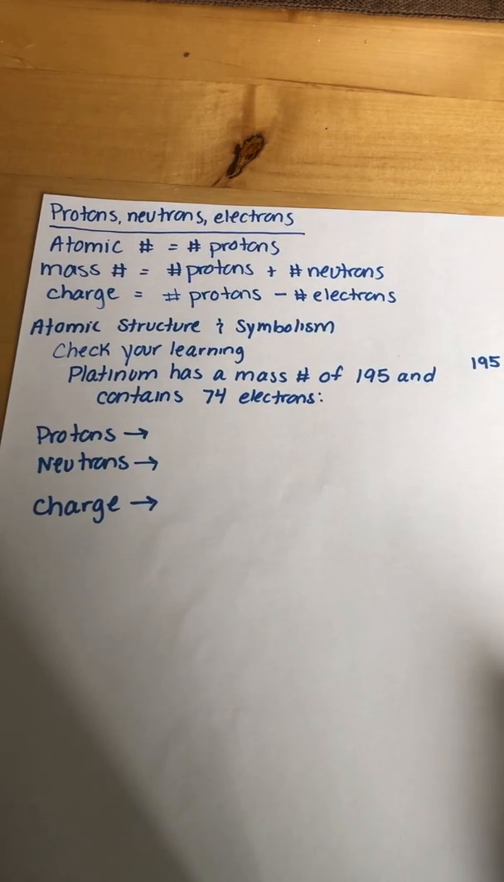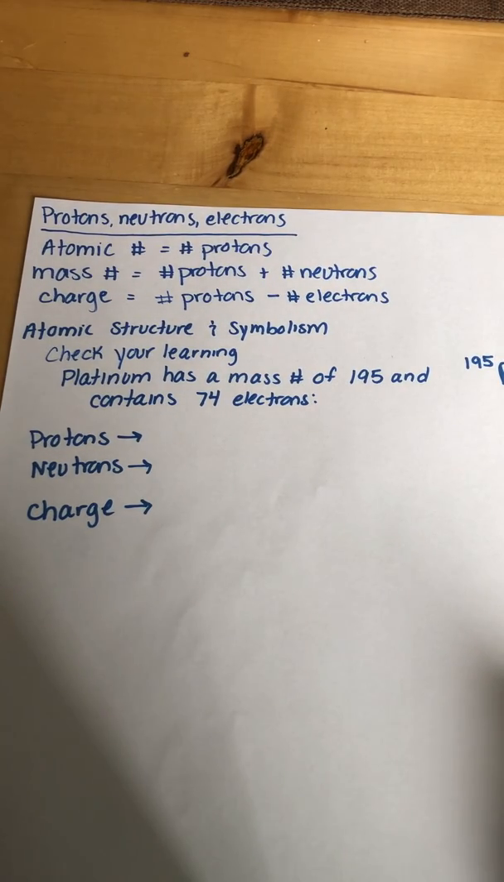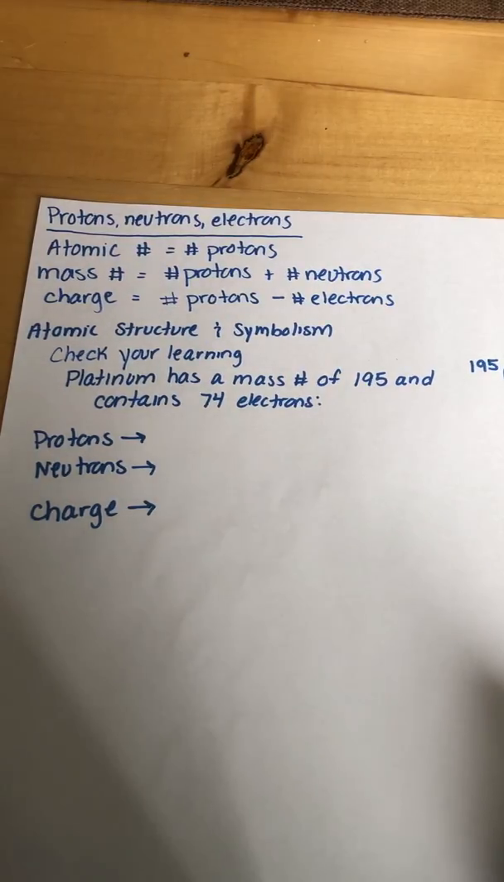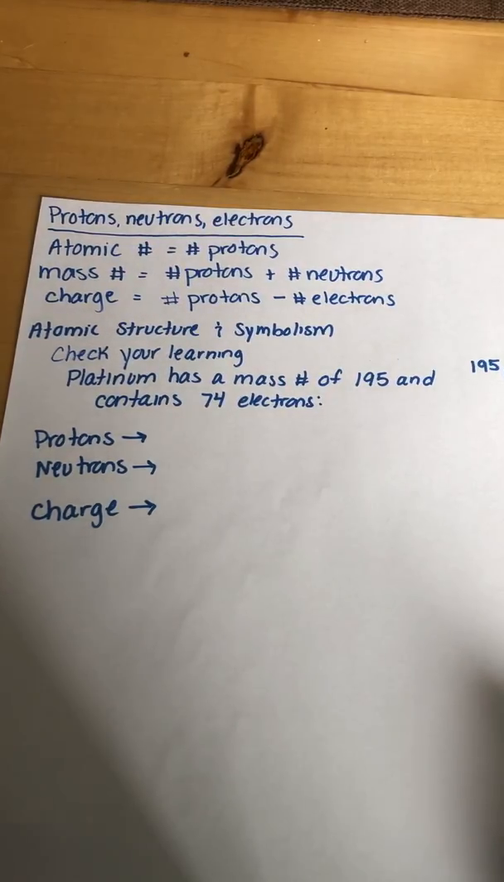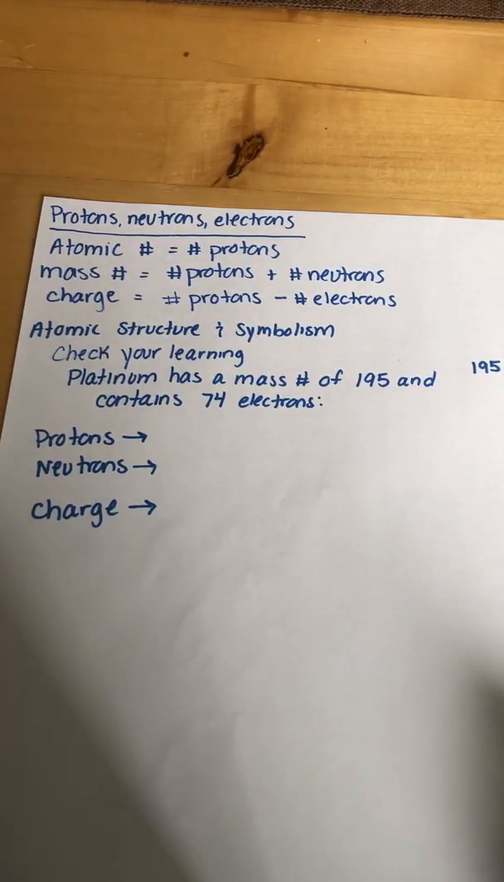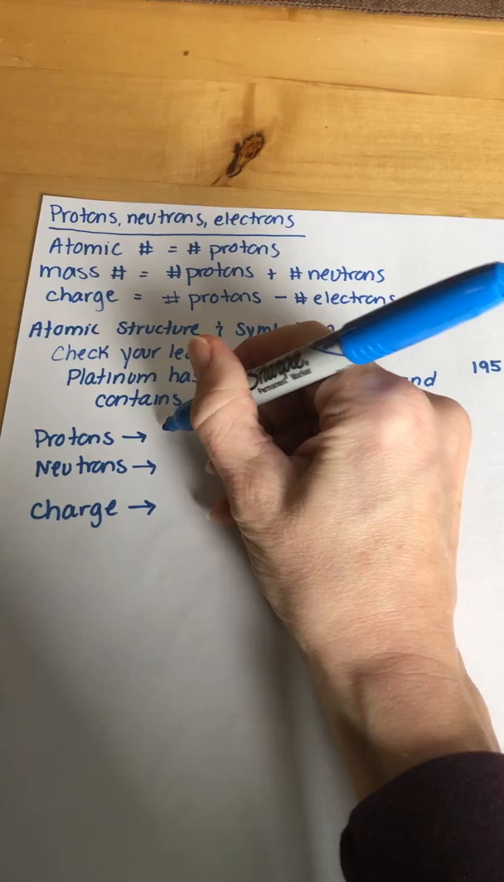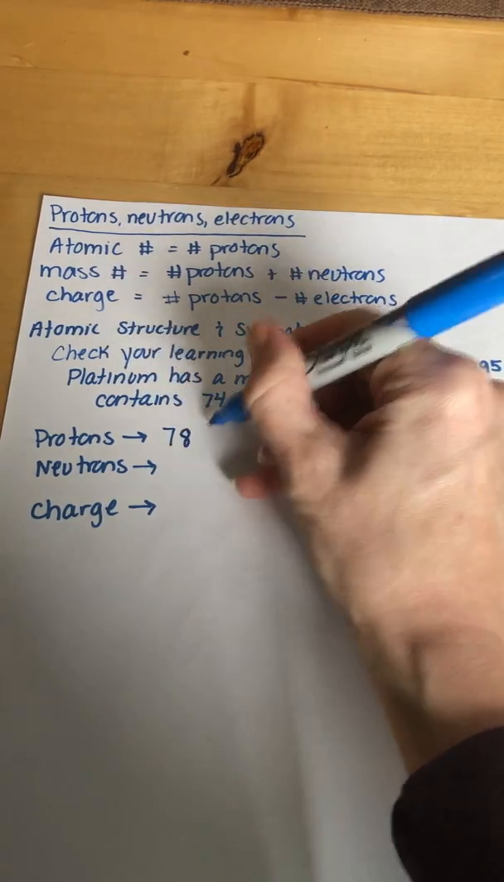In regard to this question, the first thing we're asked is the protons. The protons is the same as the atomic number, and that's always going to come right from the periodic table. If you locate platinum, the symbol is Pt, you will find that it is element number 78. Therefore, it has 78 protons.